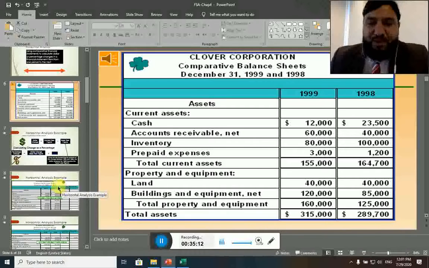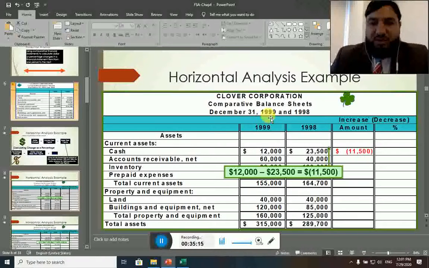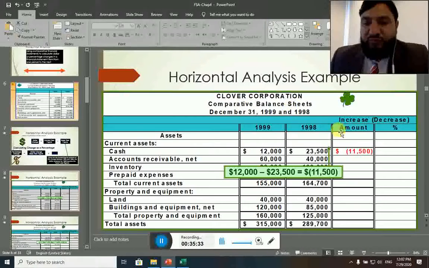What we will do is prepare a table where we'll add 2 extra columns to that balance sheet, or we can say prepare another separate balance sheet, adding 2 additional columns for the comparison or analysis. The first column is for the amount change, and the second column is for percentage change. If there is an increase, it will be shown as a positive figure. If there is a decrease, it will be shown as a negative figure or in brackets.